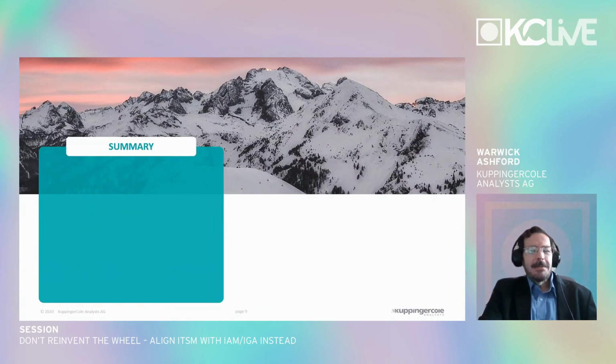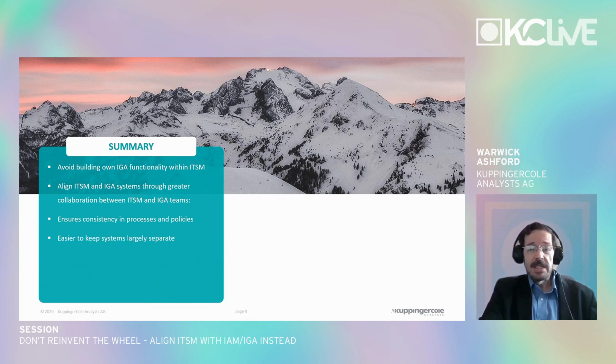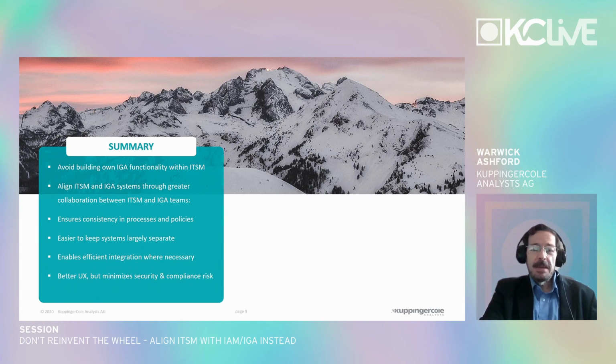So now we can just summarize what we've been talking about. I guess one of the key principles is avoid building your own IGA functionality within the ITSM. And the other one is align ITSM systems through greater collaboration between ITSM and IGA teams. And the results of that will be ensuring better consistency in processes and policies, which is really important. It'll be easier to keep systems largely separate, which is what we're aiming to do, so that each one can do its specialized functionality. And it enables efficient integration where necessary. And it's a better user experience, but at the same time, it minimizes security and compliance risk.